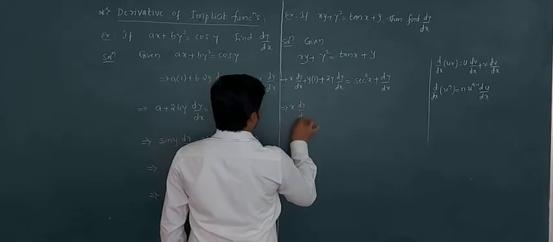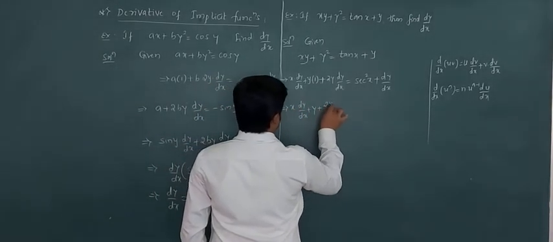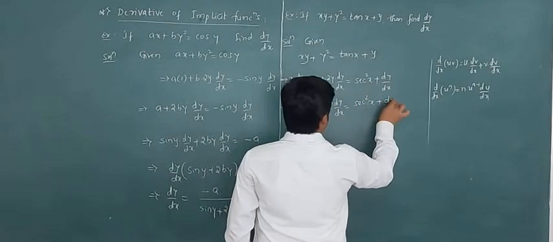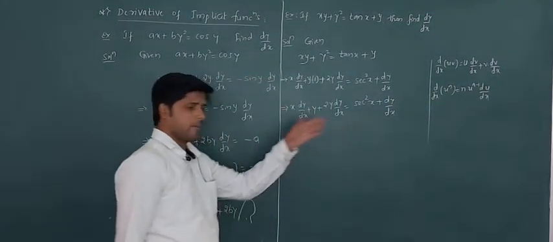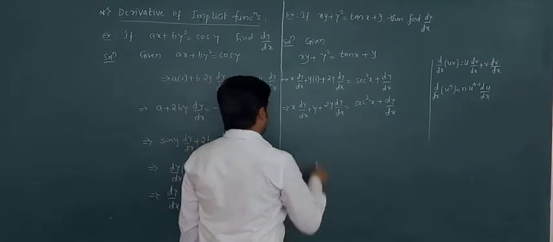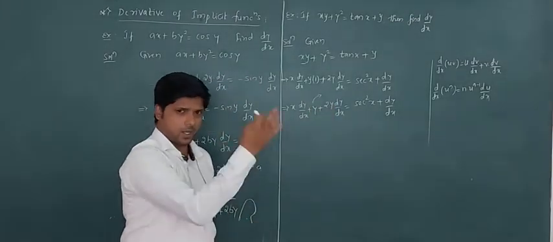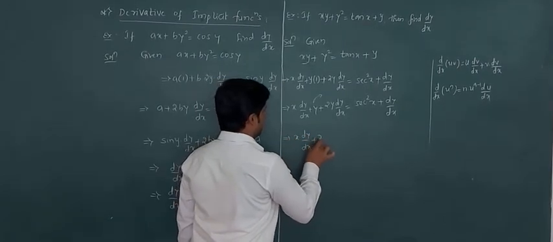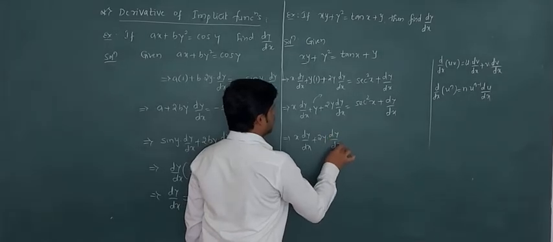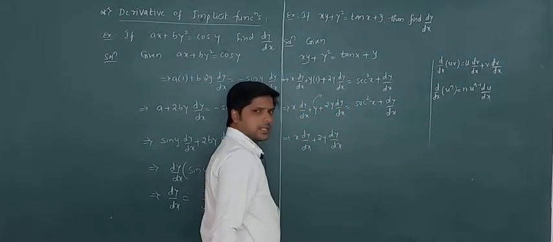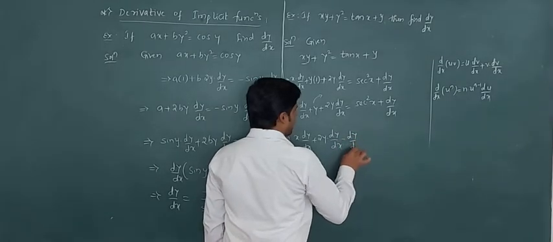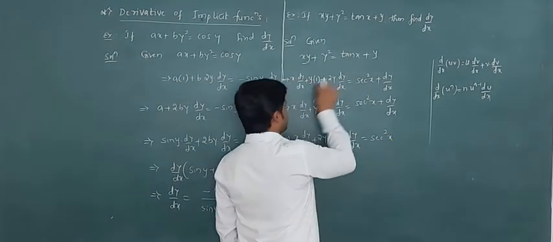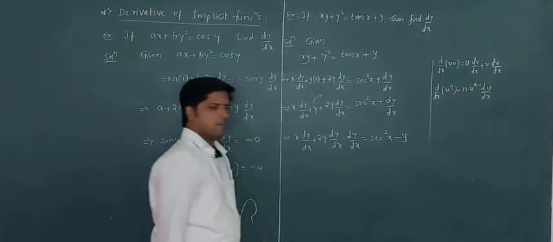x into dy by dx plus y plus 2y into dy by dx is equal to secant square x plus dy by dx. Keep all the dy by dx terms on one side. So transfer the constant term y to the RHS. We get x into dy by dx as it is plus 2y into dy by dx as it is. So transfer this dy by dx to the LHS. We get minus dy by dx is equal to, here in the RHS we have secant square x. So transfer this y to the RHS, we get minus y.